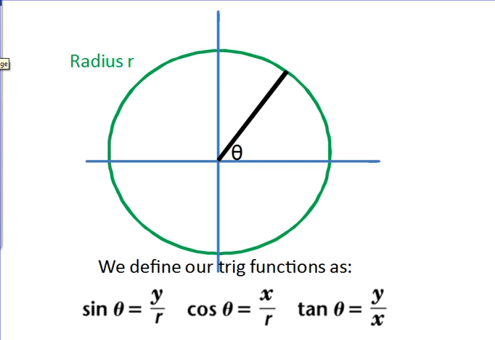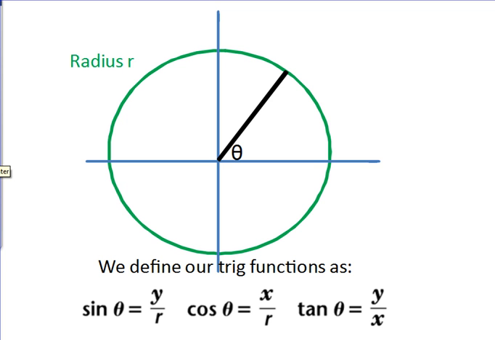So here are our new definitions of the trig functions. So sine theta is equal to the y coordinate over r, the radius. Cos theta is x over r, and tan theta is y over x. Now, first of all, these still are consistent with the definitions you will have seen at GCSE.